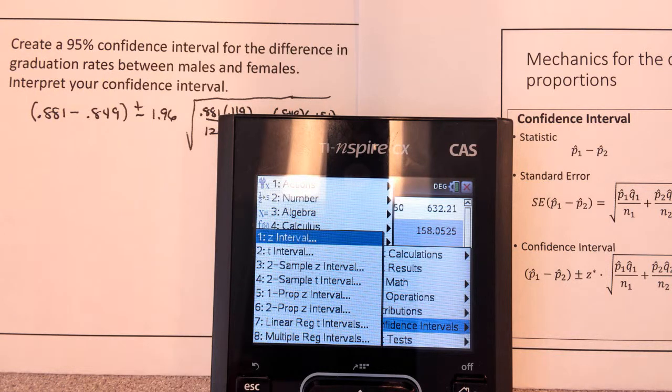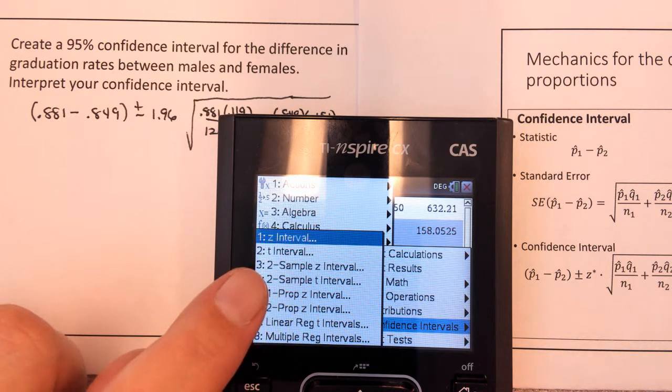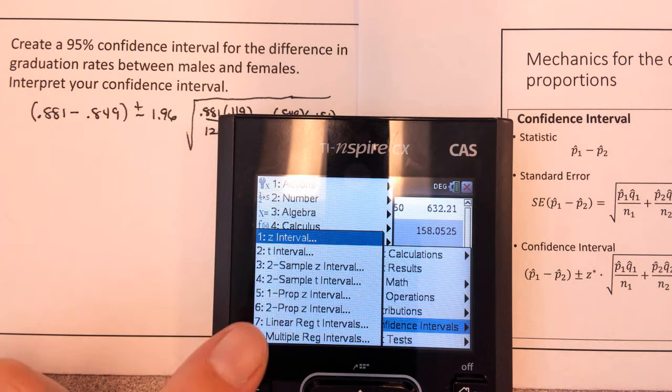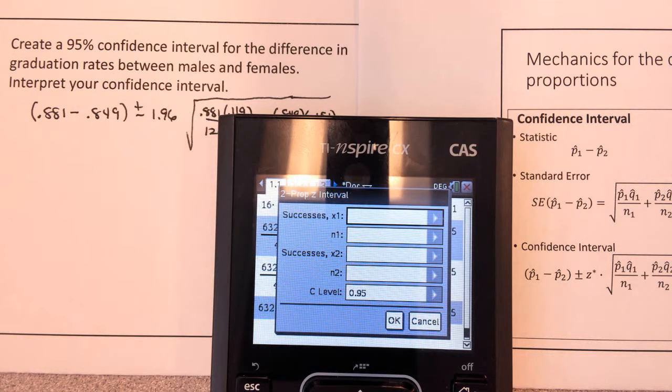Two proportions. Now be careful of this two samples the interval. That's different. Two proportions the interval. You want number 6. So go with number 6. Notice it asks us for successes. That's an X1, not a p hat 1. So that's the actual number of females, which is back on this other page.